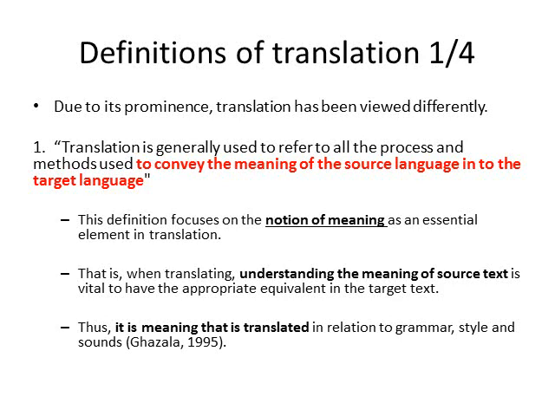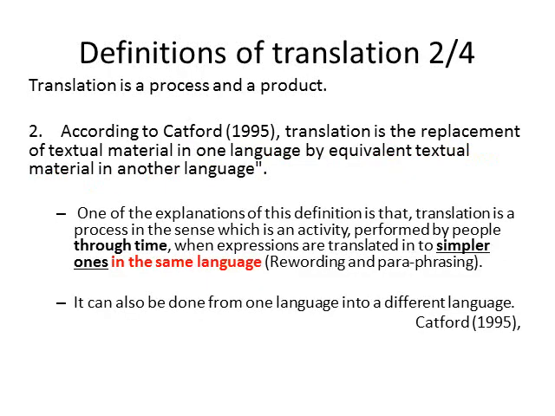So why? So that we can have appropriate equivalent in the target text. If we do not understand the meaning of the source text in its true sense, then it will be very difficult to find appropriate equivalent in the target text. So the meaning, according to this definition, is translated in relation to grammar, style, and sounds. What meaning grammar, style, and sound all together produce in the source language, that meaning is translated into the target language according to this definition.